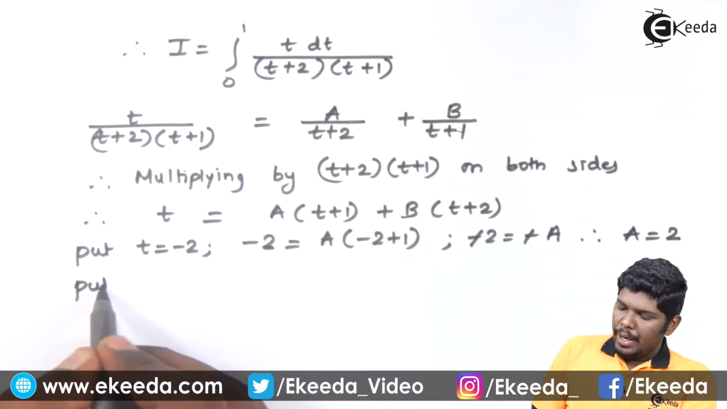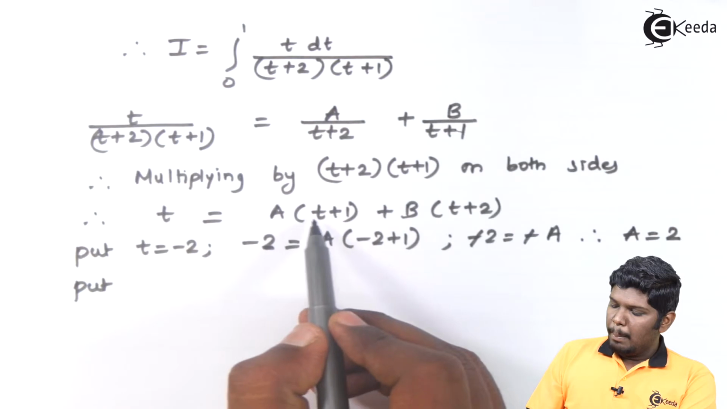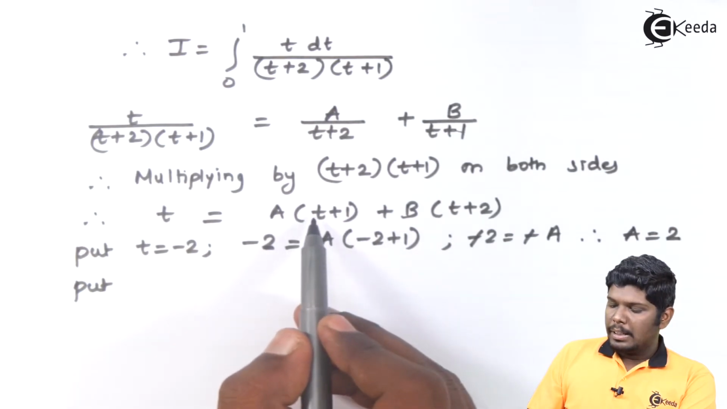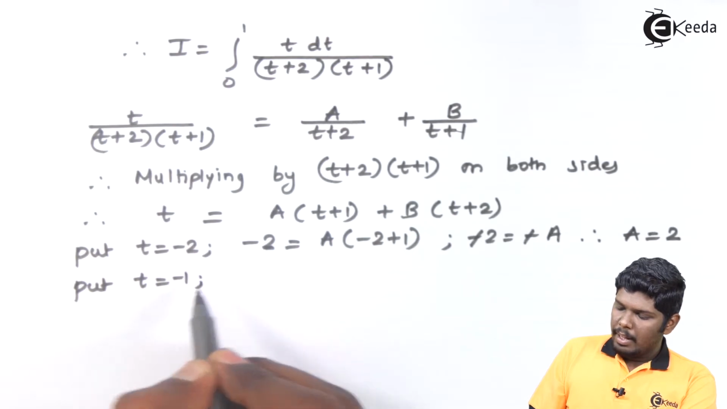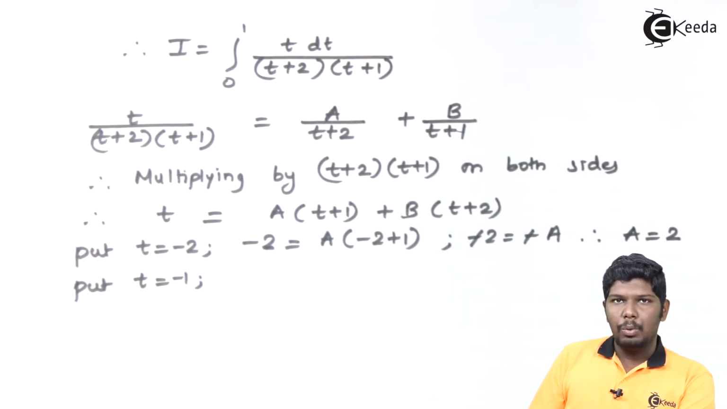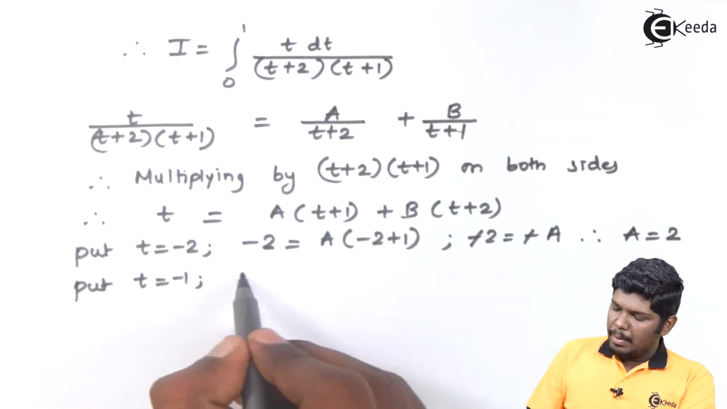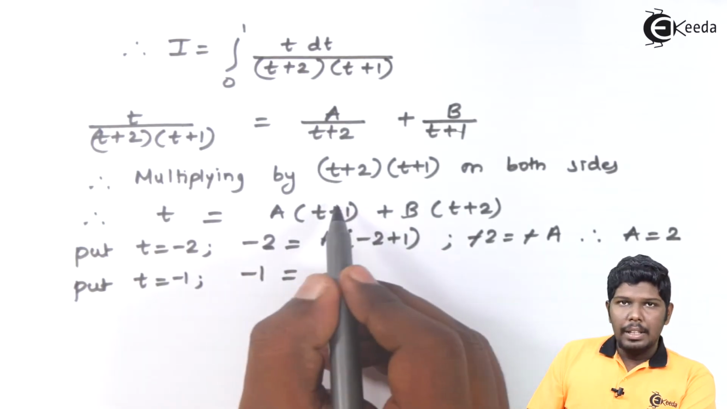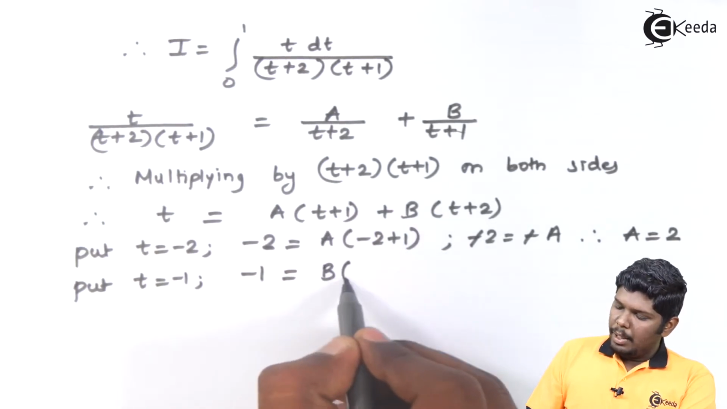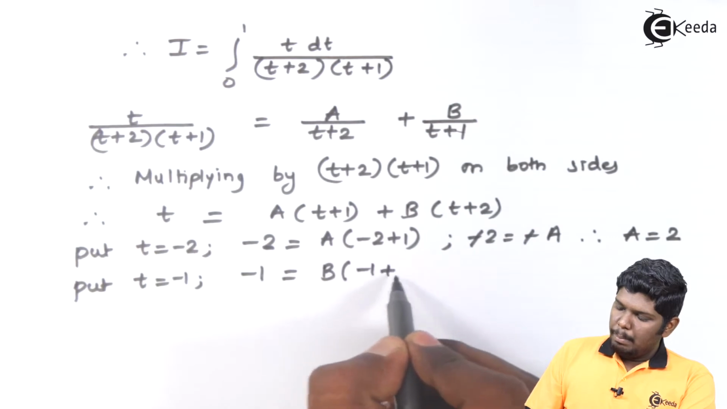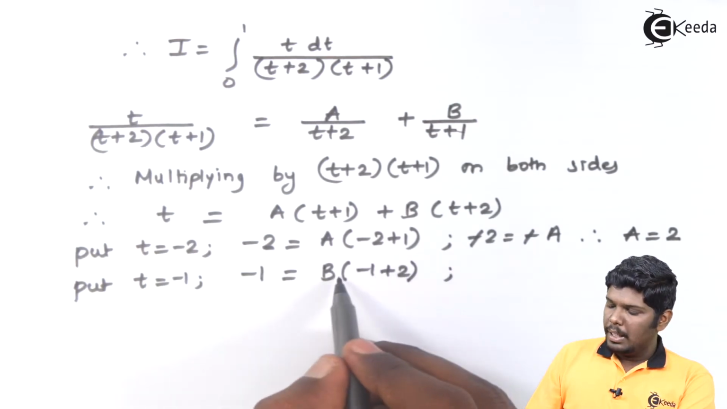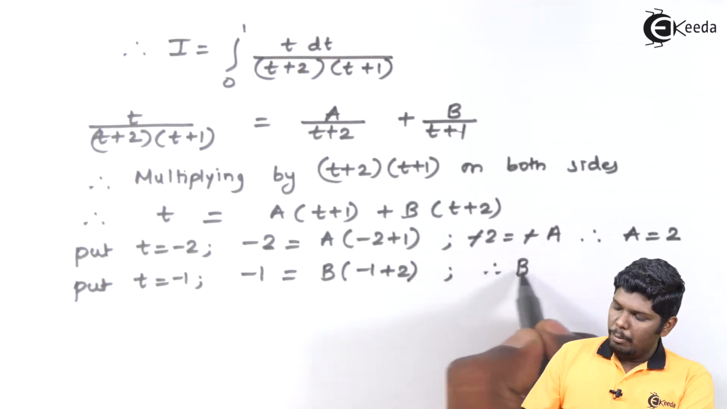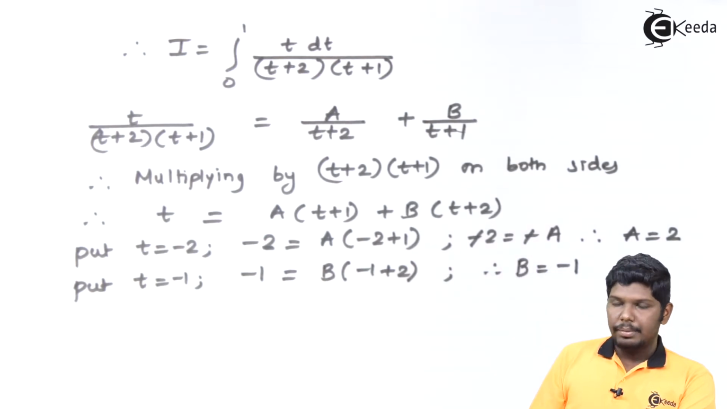Similarly, to find the value of b, we can make this bracket 0 by substituting t as minus 1, as minus 1 plus 1 will become 0. So we have t as minus 1. This part is 0 plus b into minus 1 plus 2. Now we know that minus 1 plus 2 is plus 1, and 1 into b is b. Therefore, the value of b is minus 1.